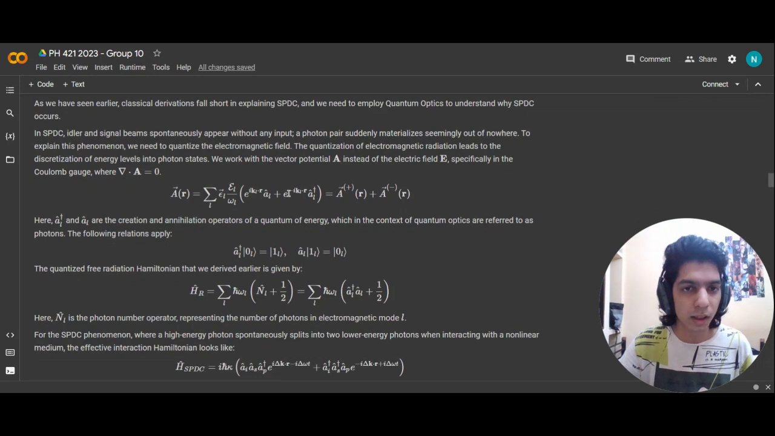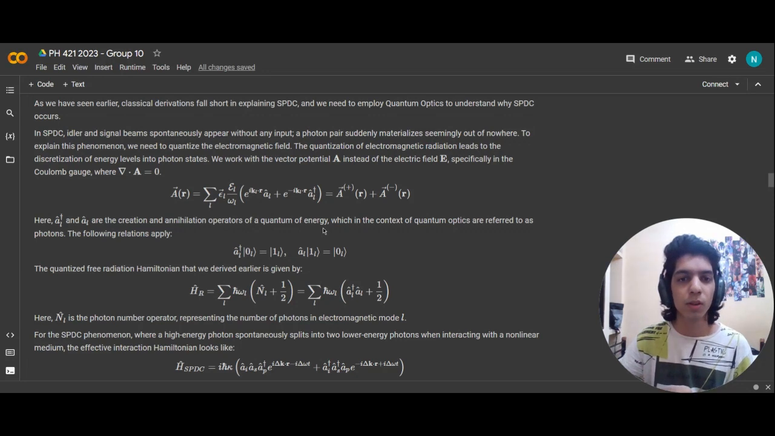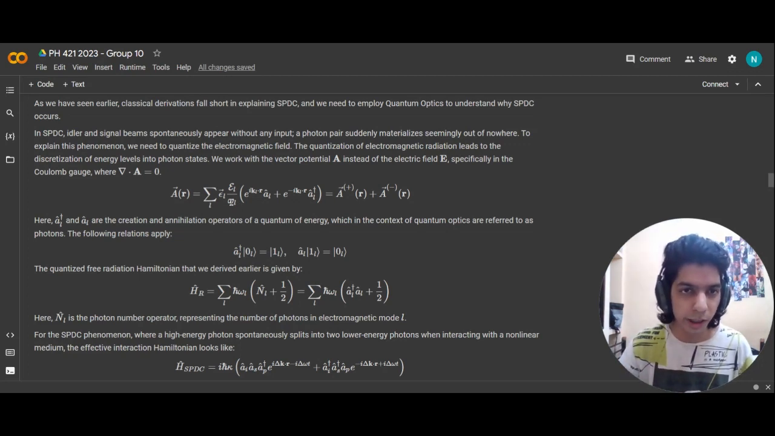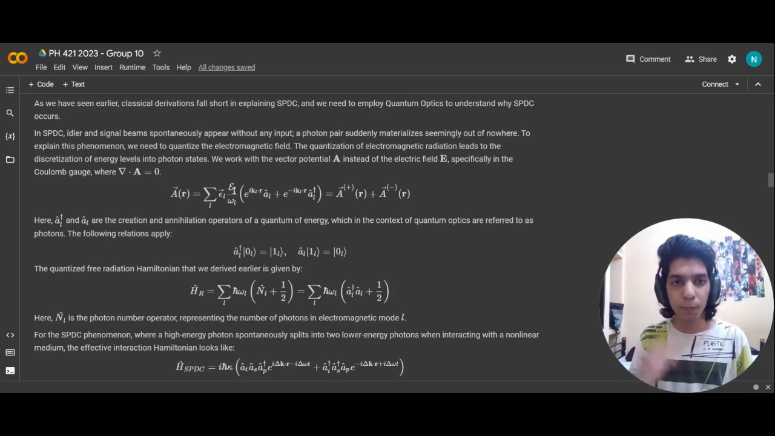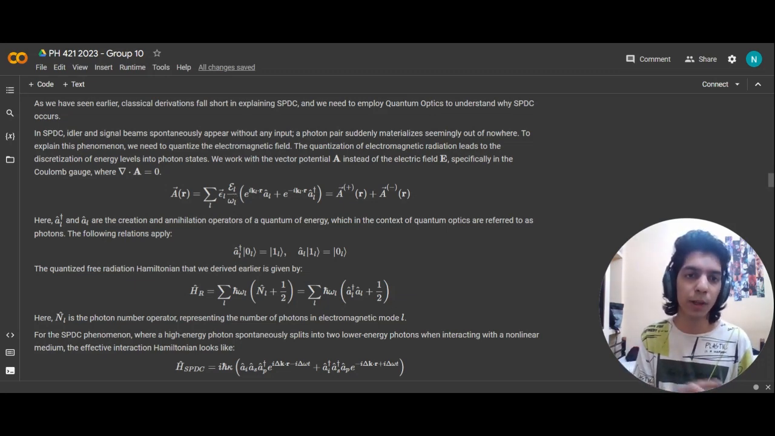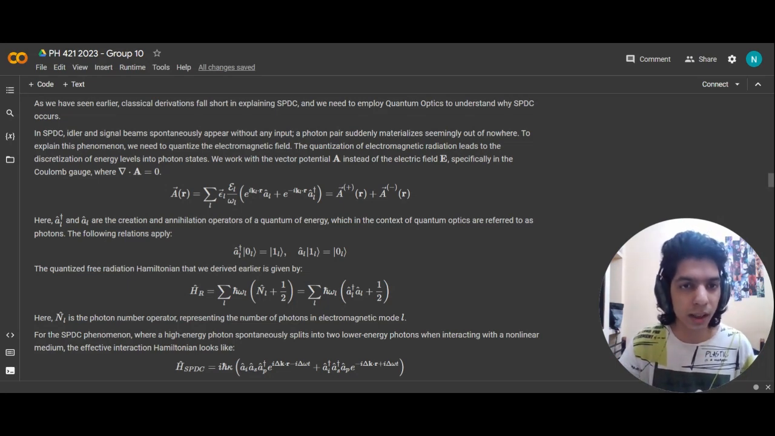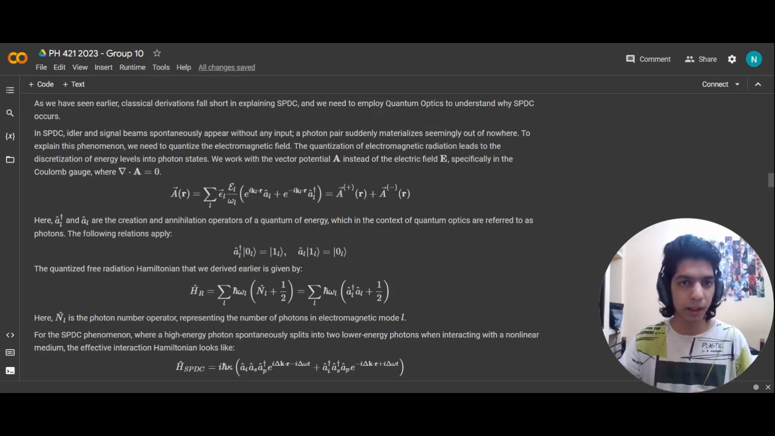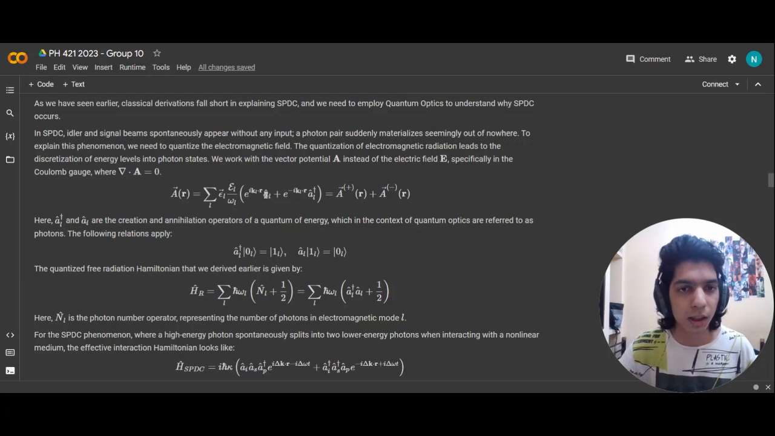So this a dagger and a are the creation and annihilation operators of a quantum of energy. Basically, what we do is break this electromagnetic radiation into different modes. This L corresponds to each mode, and for each mode we associate a harmonic oscillator, which has an energy h cross omega L, and the classical beam has an amplitude of E_L. This is the classical beam's amplitude. And this epsilon L is the direction of the vector potential, or the direction of the electromagnetic radiation. These are the corresponding operators, and k and r have the usual meaning.